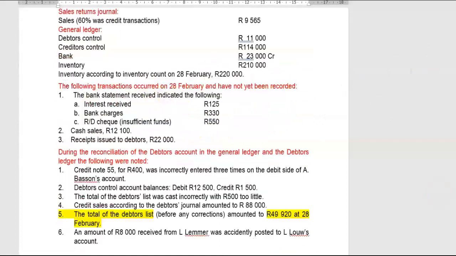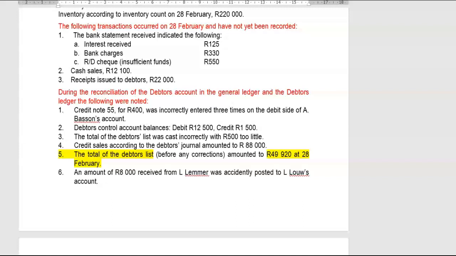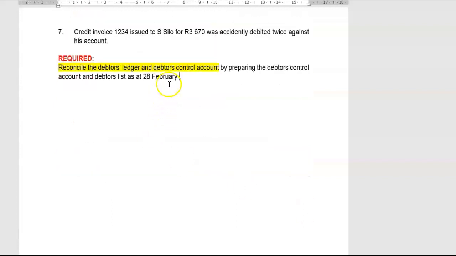Now, what is the date here? Whatever. Only at 28 February, they don't give a year.